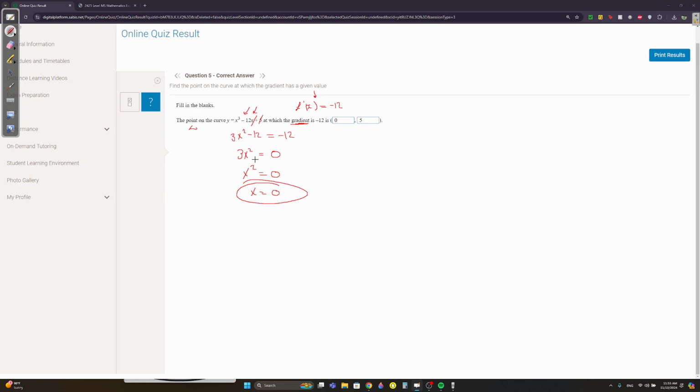Please don't substitute into your derivative. The derivative is not the curve. The derivative is a line. Sorry, not a line. It's the rate of change. We don't care about that. When I take the 0, I substitute into my original y. So you can see it clearer: 0 cubed minus 12 times 0 plus 5. So it's 5. Okay, the point is 0 comma 5.